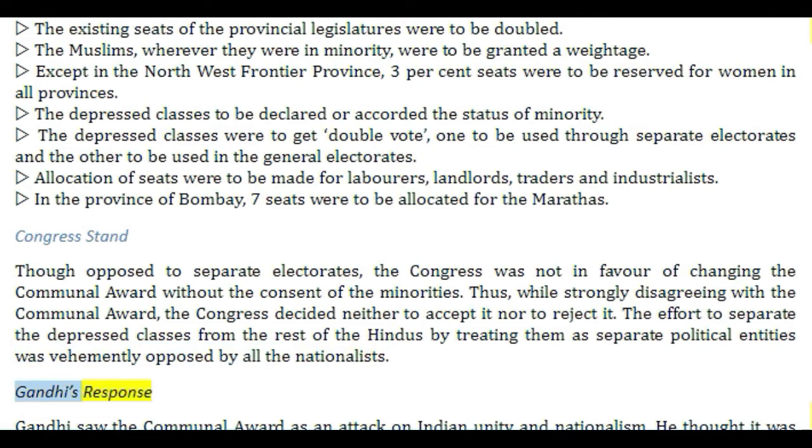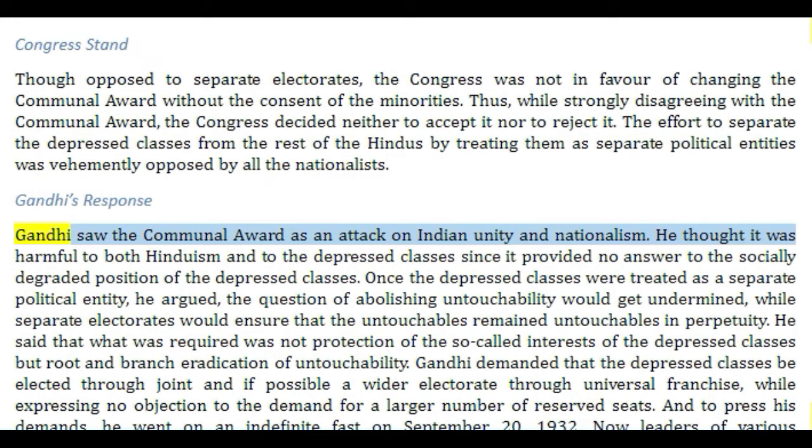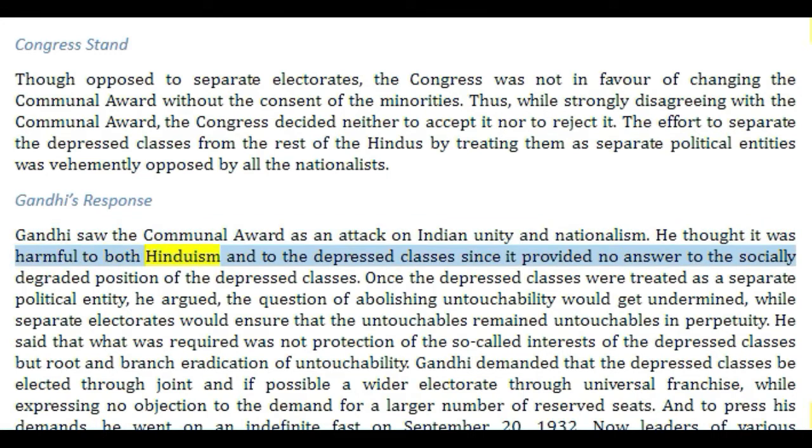Gandhi's response. Gandhi saw the communal award as an attack on Indian unity and nationalism. He thought it was harmful to both Hinduism and to the depressed classes since it provided no answer to the socially degraded position of the depressed classes. Once the depressed classes were treated as a separate political entity, he argued, the question of abolishing untouchability would get undermined, while separate electorates would ensure that the untouchables remained untouchables in perpetuity.